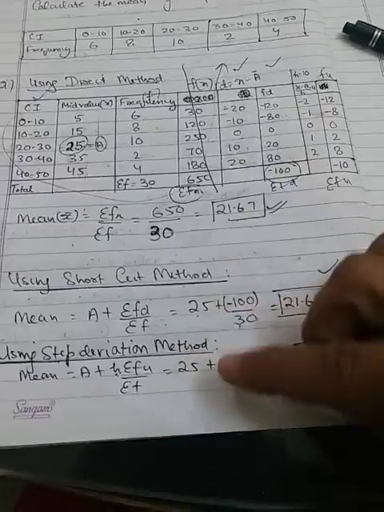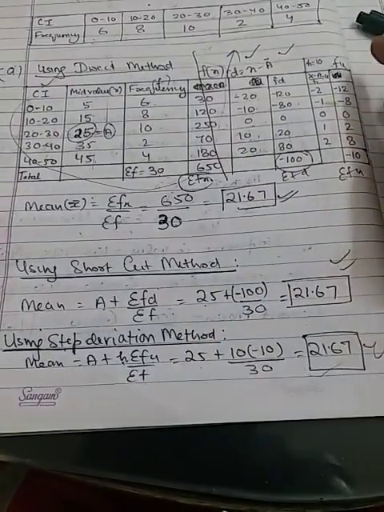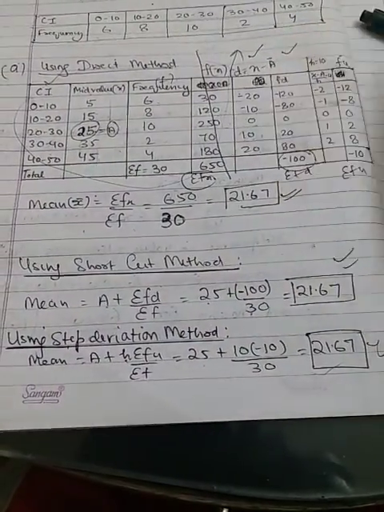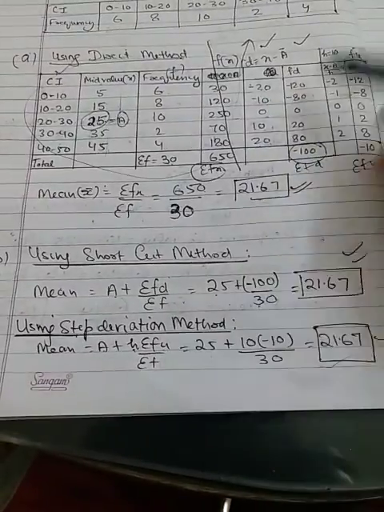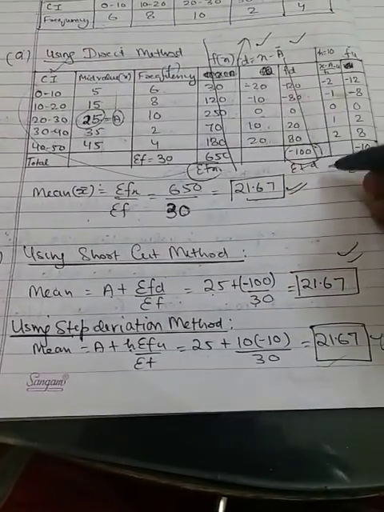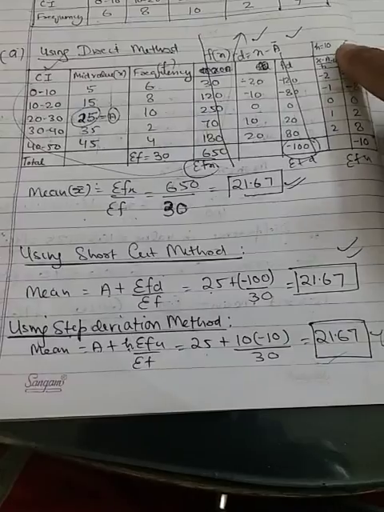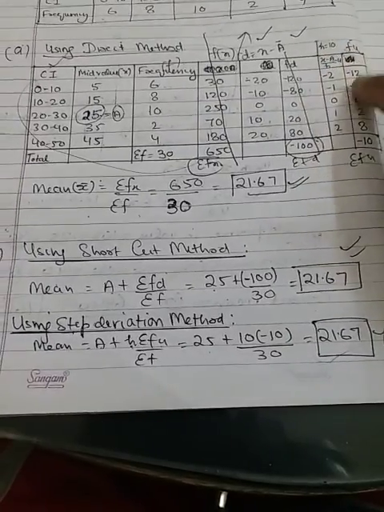If it is asked the third method, that is the step deviation method, then we don't have to take out fd because it is not required here. We require d but don't require fd here. So we have to apply the third, this part and this part only.